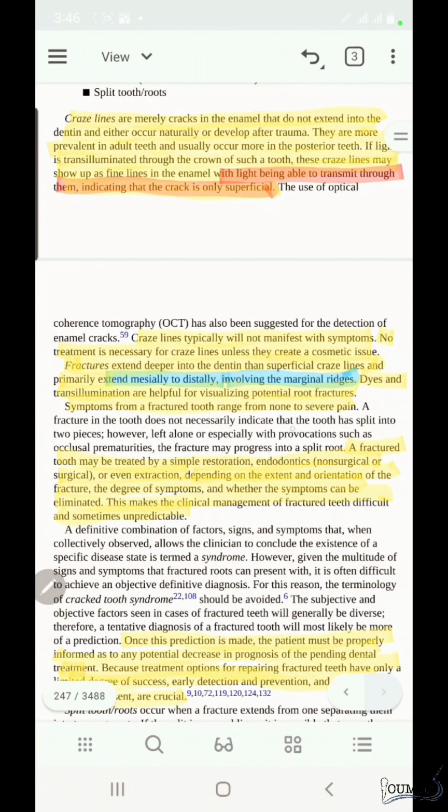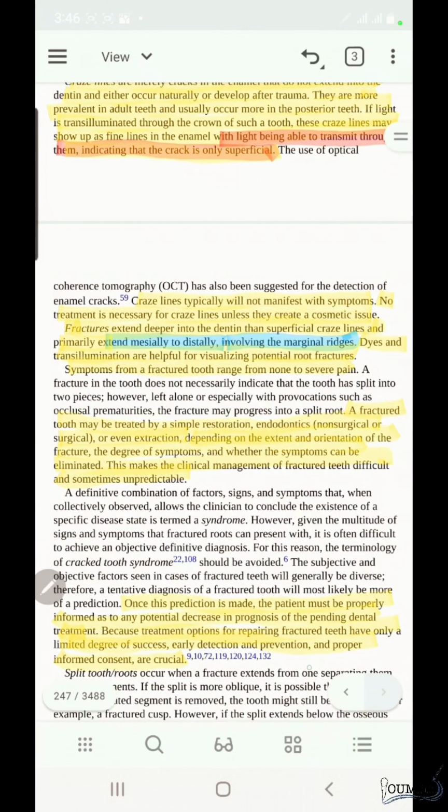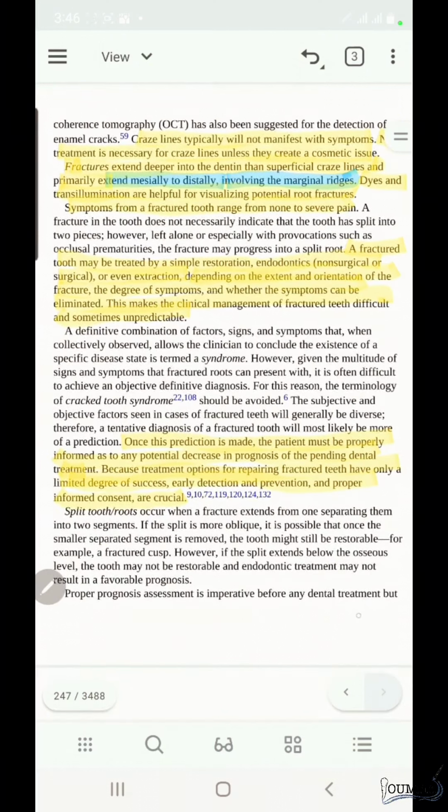For fractures, they extend deeper into the dentin, and the dye or transillumination that we talked about previously can help to visualize the potential root fracture. A fractured tooth may be treated by a simple restoration or an endodontic procedure or even extraction. When the dentist suspects a fracture, the patient must be informed because the prognosis of the tooth decreases significantly.